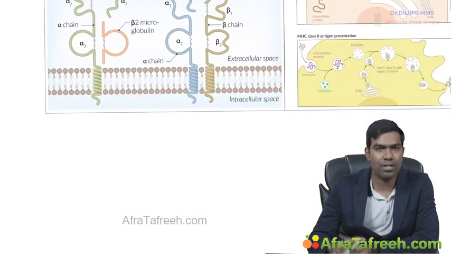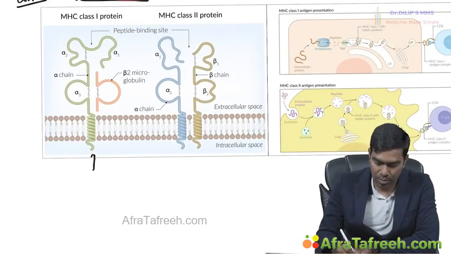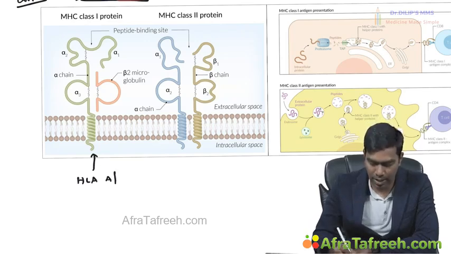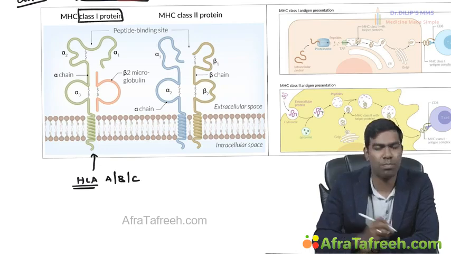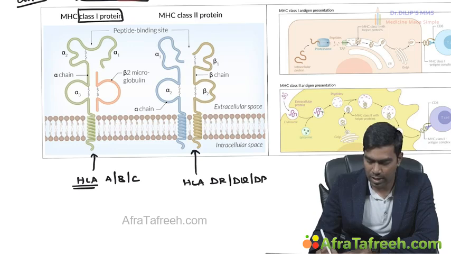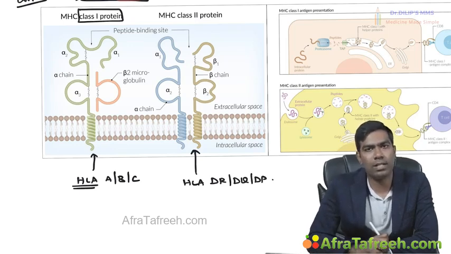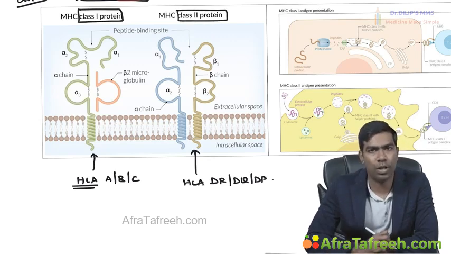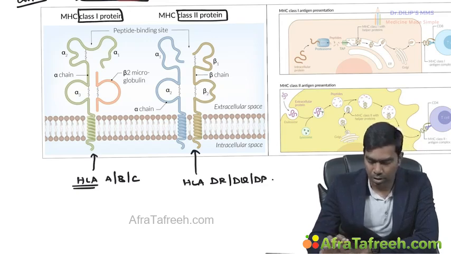What are MHC class 1 proteins? MHC class 1 proteins are generally produced by a group of HLA genes called HLA A, B and C. These are three genes that give rise to MHC class 1 protein. And MHC class 2 proteins come from a group of HLA genes called HLA-DR, HLA-DQ and HLA-DP. So these are the three genes that give rise to MHC class 2 protein. Simple.